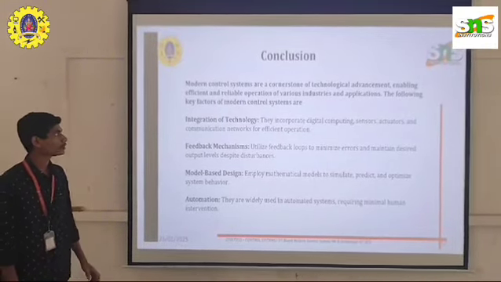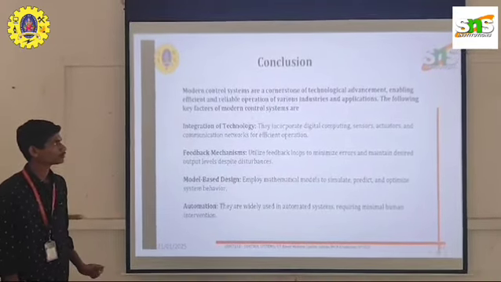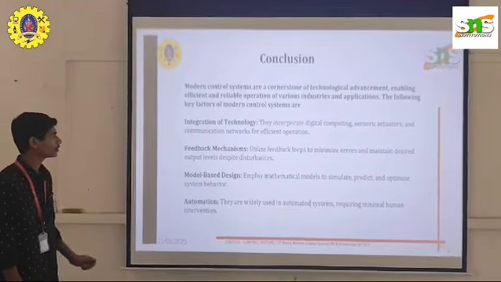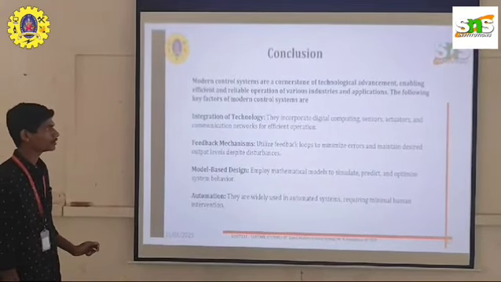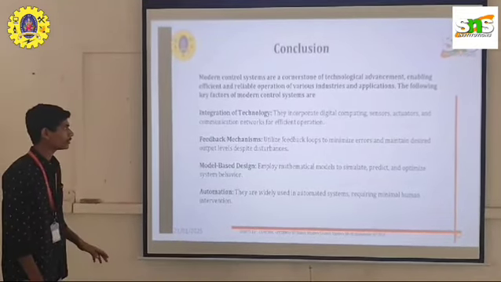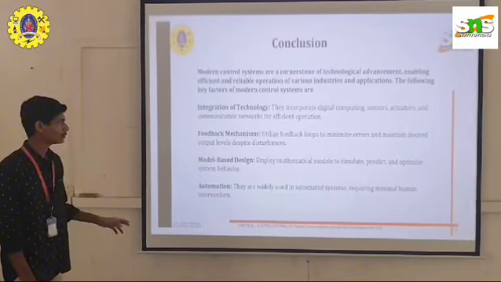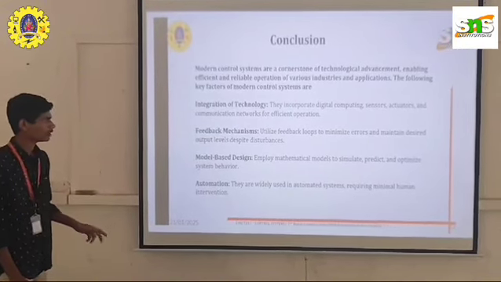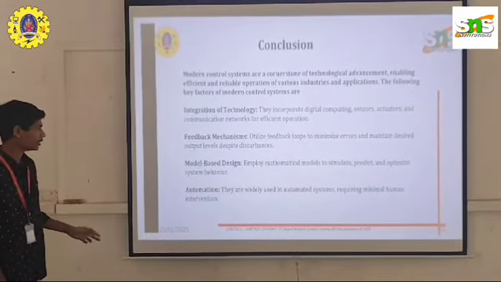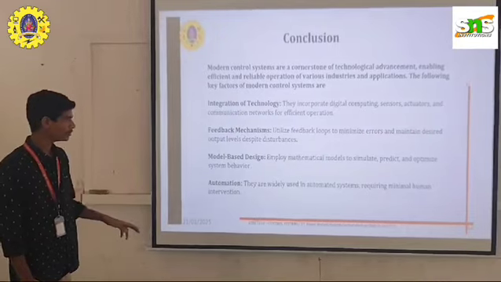As a conclusion, modern control systems are products of technological advancements, enabling efficient and reliable operations in various industries and applications. There are factors that help modern control systems. First, integration of technology: they incorporate digital computing, sensors, actuators, and communication networks for efficient operations. Then the feedback mechanism: it utilizes the loop to minimize errors and maintain desired output levels despite disturbances. Then model-based design employs mathematical models to simulate, predict, and optimize system behavior. The last one is automation: they are widely used in automotive systems requiring minimum human intervention.